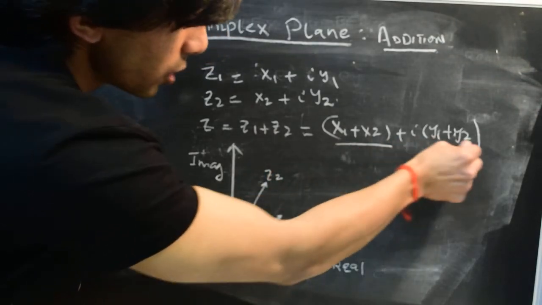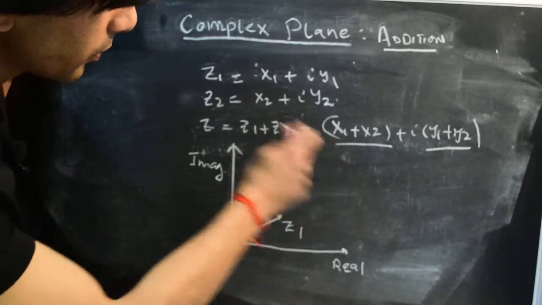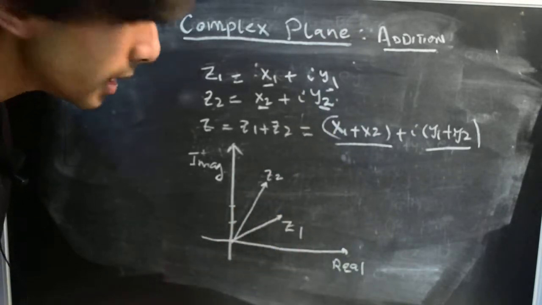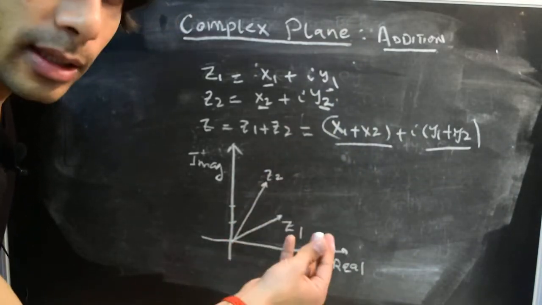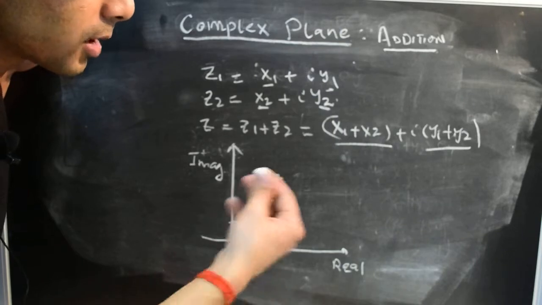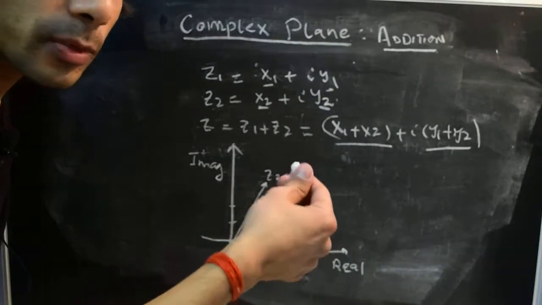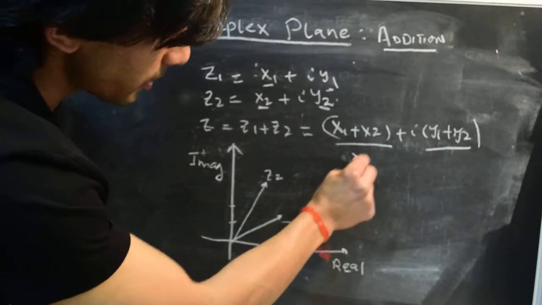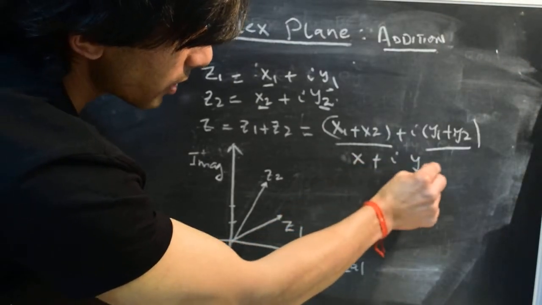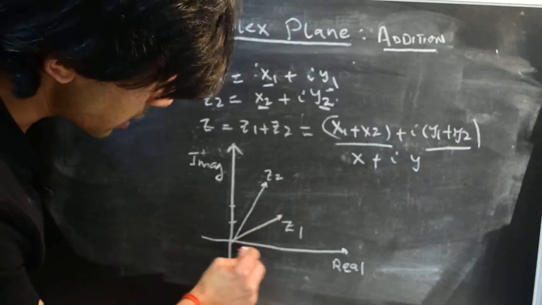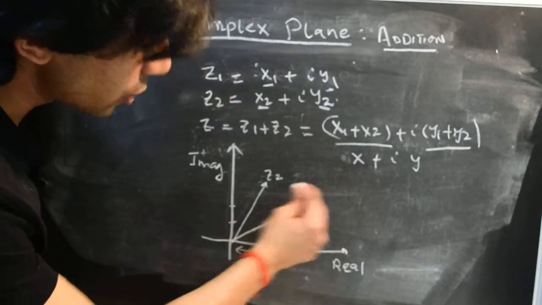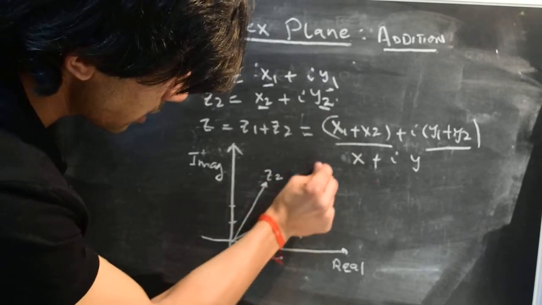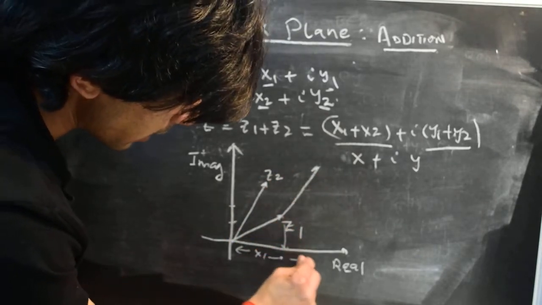Then with this definition, we notice that we're adding the real parts and the imaginary parts separately. And so the resultant vector again follows the parallelogram law for vector addition, because the resultant vector is nothing but x1 plus x2 plus i times y1 plus y2. So if this is x1 and we need to add x2 to it, we can take this arrow and add it here. And so this will add x2 units to it.